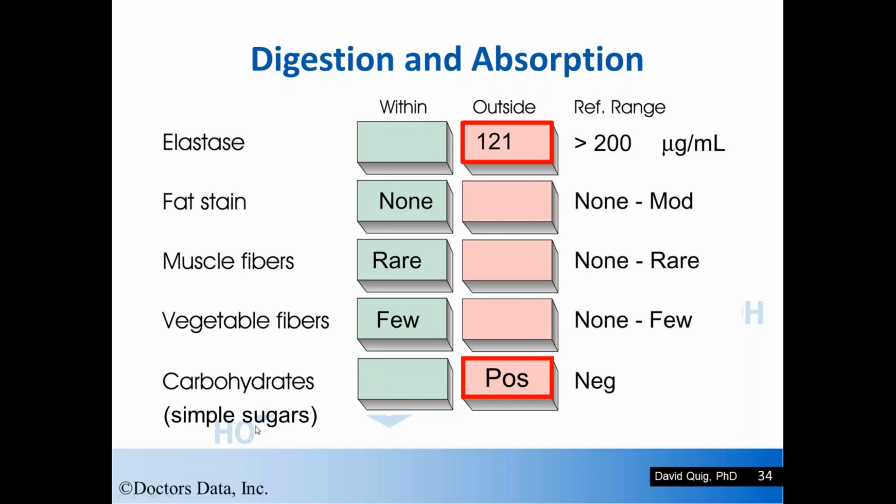Now, very importantly, we also look for simple sugars or carbohydrates in the stool. There shouldn't be any. As you know, sugars are absorbed way up in the upper intestine, in the crypts of the microvilli, and if there are carbohydrates in the stool, that's an indication that there's significant damage, or at least transient damage or flattening of the villi and the microvilli.